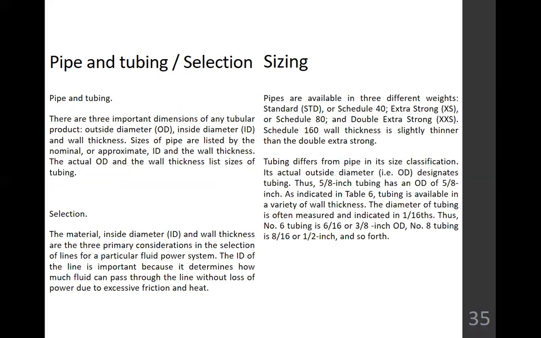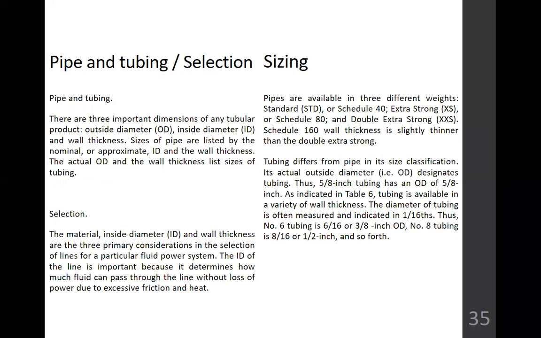We have the outside dimension, inside dimension, diameter, and wall thickness. Sizes of pipe are listed by nominal or approximate ID and the wall thickness. Approximate ID yun. The actual OD and wall thicknesses list sizes of tubing. Iba yung sa tubing, mga copper yan. Ang nominal niya is actual OD. So sa pipe, alam nyo naman yung schedule, pipe size, nominal pipe size.